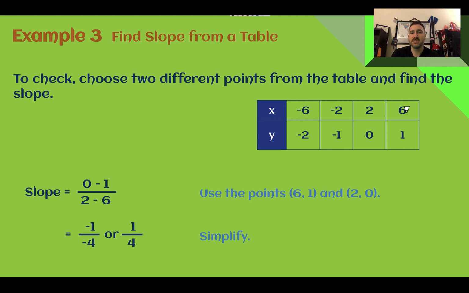So if we choose, let's say, 2 to 6, 0 to 1. Again, it went up 1, up 4. Our slope is still 1/4. No matter how we're doing it, we're getting a slope of 1/4.